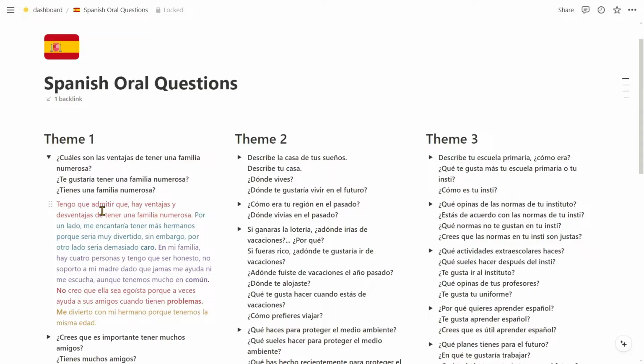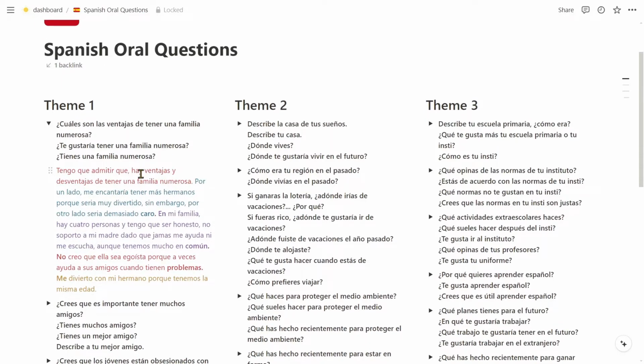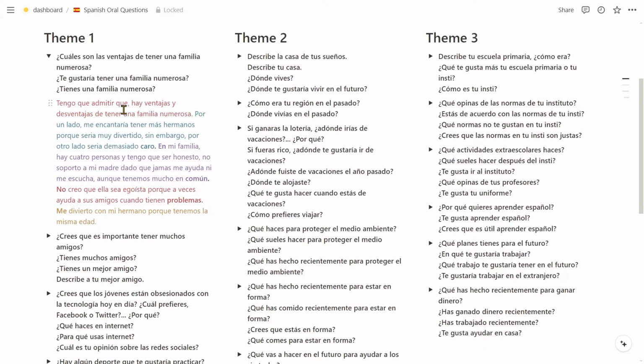So, first off, you'll notice with the questions, there's more than one. As your teacher might not be allowed to ask the entire class the exact same questions, more often than not, your teacher will have to reword the question for different students. So that's what this is. It's basically just multiple variations of the same question. So this first one is about having a big family, and here you can see my answer.